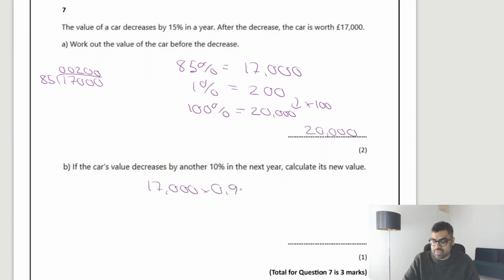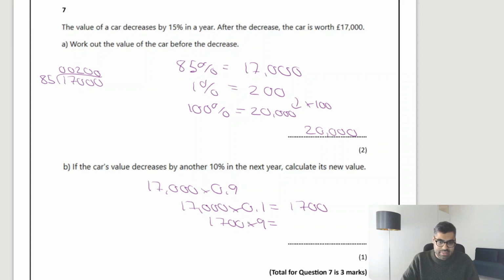There's a few ways you can do this. The way I'm going to do it is by working out 10%. If I can work out 10%, then I can work back to 90%. So 17,000 times by 0.1. 0.1 is the same as 10%, just as a decimal. So that's effectively taking the 17,000 and dividing it by 10. So it's going to give us 1,700. We're then going to take our 1,700 and times it by 9, which is going to give us the value once we've taken 10% off.